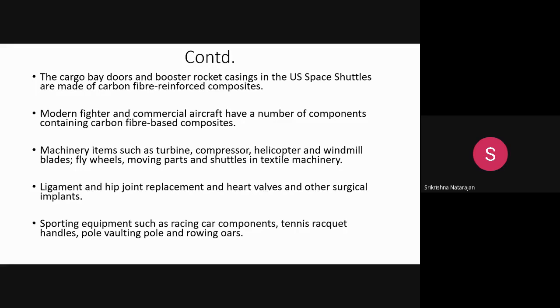And sports applications like racing car components, tennis racket handles, pole vaulting poles, rowing oars, where in the boat they use this small wood material for rowing it to move the boat. These oars can be made up of carbon. Tennis rackets, you may have seen the tennis racket, those are made up of carbon. And the racing car components, handles, and pole vaulting pole, where there will be a small stick, a big stick, which the people will be using to just jump around. These vaulting poles are made up of carbon. So there are diverse applications.